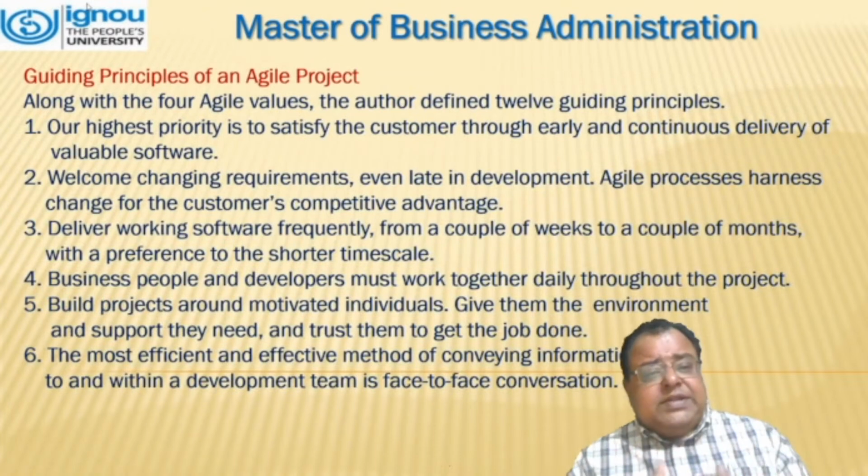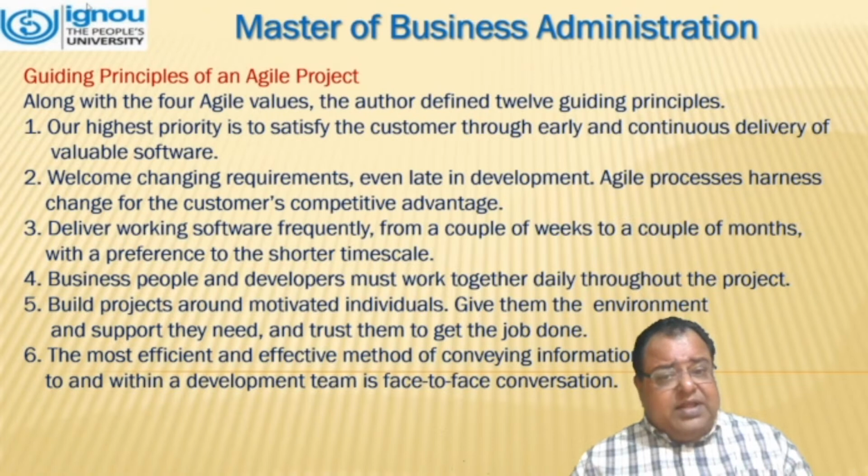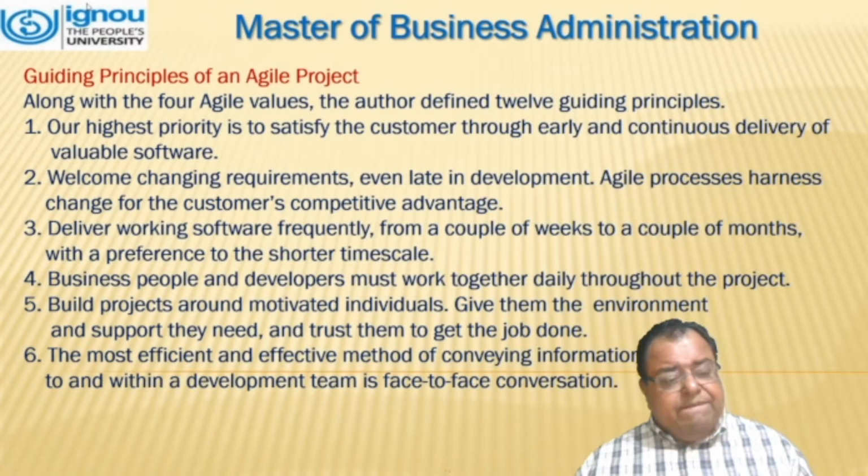What are the guiding principles of an agile project? Along with four agile values, the authors defined 12 guiding principles. First one, our highest priority is to satisfy the customer through early and continuous delivery of valuable software. Secondly, welcome changing requirements, even late in development. Agile processes harness change for the customer's competitive advantage.